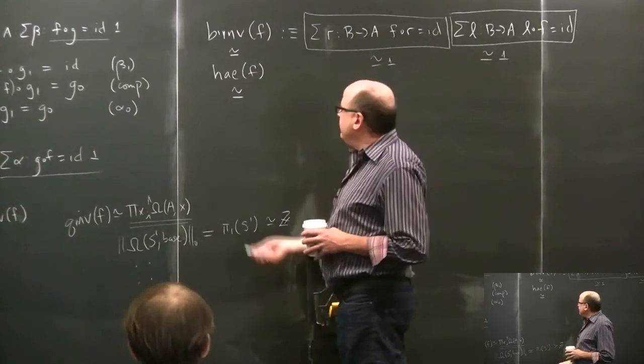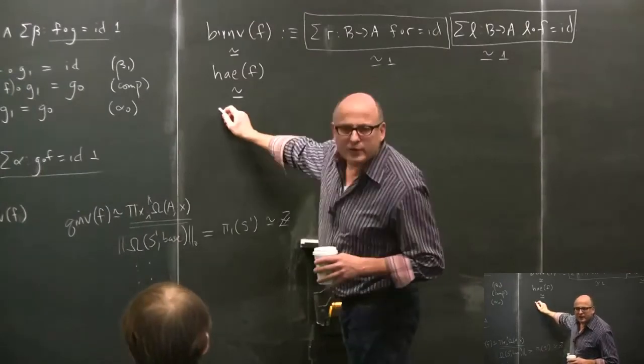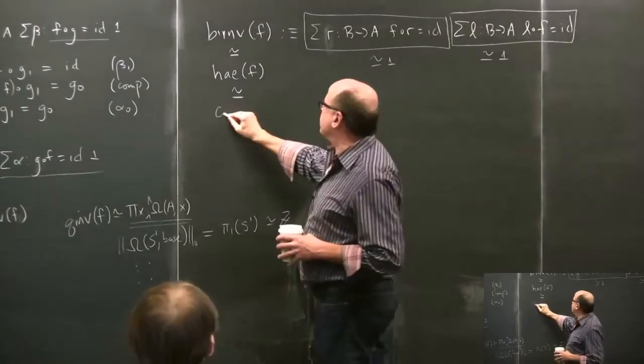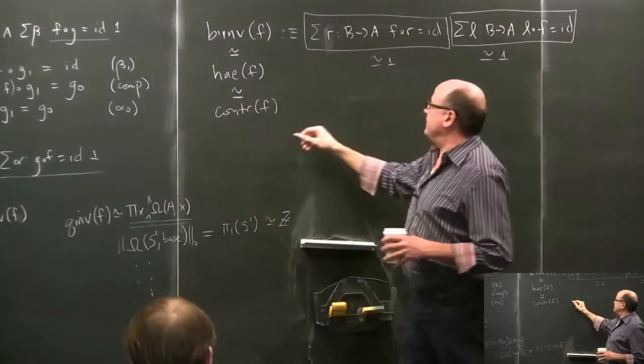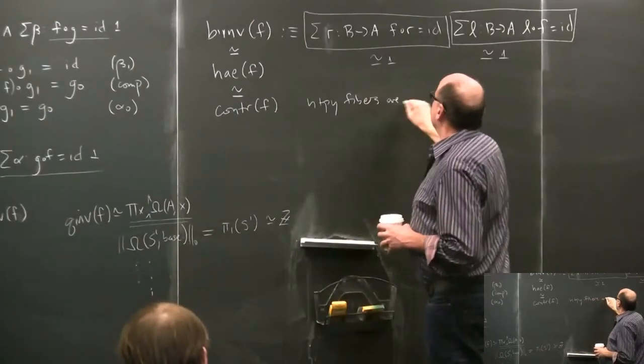I forgot what notation I used. What did I call it? You just wrote is contract. I didn't give it a name? You wrote is contra. Okay, contractible F, okay. Okay, so this says the homotopy fibers are contractible.